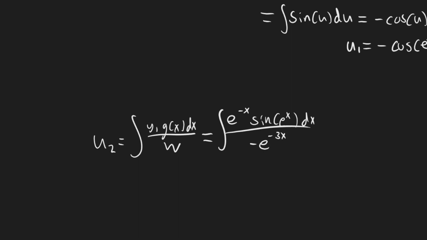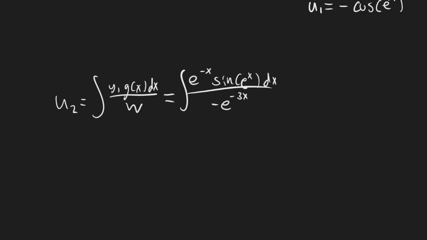Okay, so there's some simplifying here for sure. Now we're going to have an integral, and don't forget the negative, we have an integral of e to the x times e to the 3x. So we add those exponents. What's negative x plus 3x? That's just going to be 2x. So we have e to the 2x times sine of e to the x times dx.